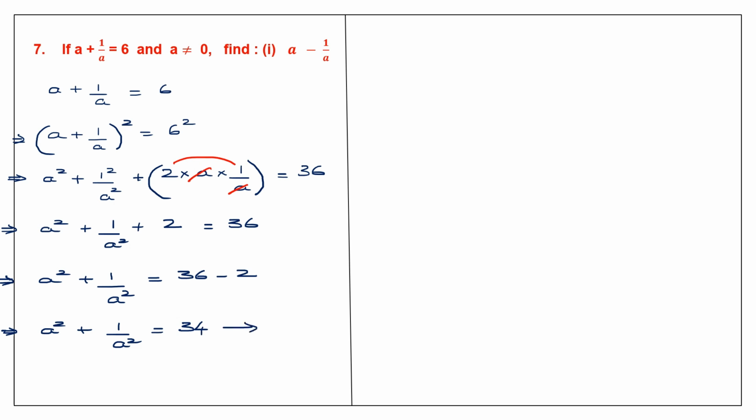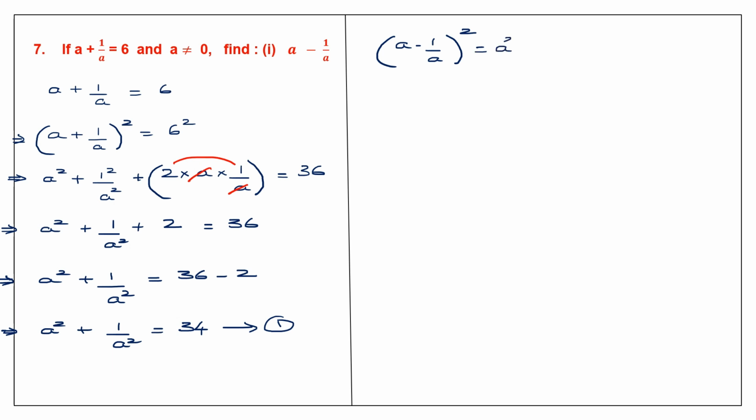So let this be our first equation. That is a square plus 1 by a square is equal to 34. Now let's go back to the question. We're asked to find a minus 1 by a. So let's write that. So a minus 1 by a. Let's square this. So when we square this, what is the expansion? So this is in the form of a minus b the whole square. The expansion is a square plus b square minus 2ab. So let's use that here.